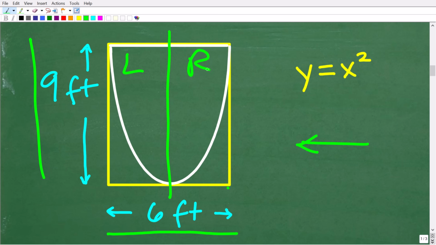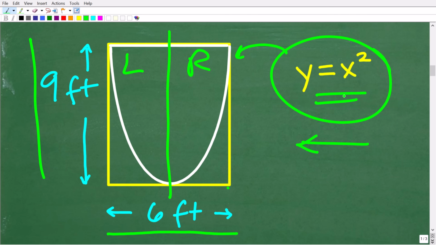And this is important because now I want to talk about this equation right here, y equals x squared. This is a basic algebra equation that describes this curve. So don't let this intimidate you. This is very easy. Okay, so again, this image has symmetry. In other words, from the center of the pool down here in the bottom, this is 3 feet, and then from here it's also 3 feet.